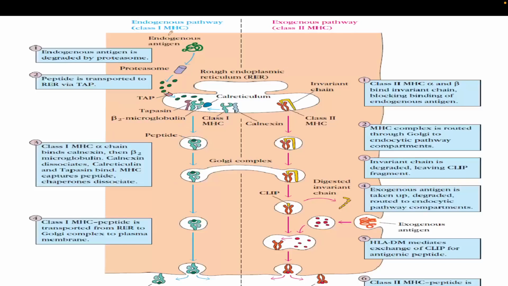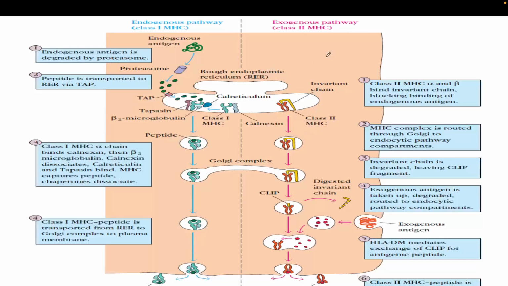So this is the complete procedure of the endogenous pathway and exogenous pathway. Here you can see the endogenous antigen which is present inside the cell goes through proteasomal degradation, and it will create an 8 to 11 amino acid length peptide, and through the TAP molecule it will enter into the endoplasmic reticulum, where the MHC1 molecule is attached to different types of chaperones, and when it binds to the antigen, all the chaperones will be removed, and through a vesicle, this antigen and MHC complex will go to the Golgi complex, and then it will go to the cytosol, and through the cytosol it will be presented on the cell surface, the plasma membrane of the cell, to the CD8 T cell.